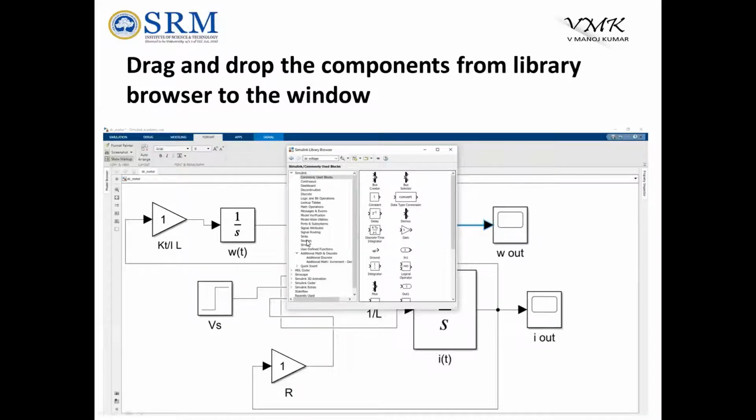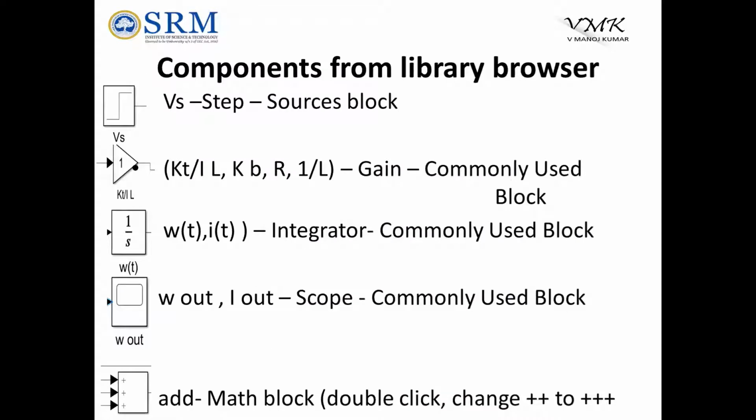Sources are the input supply. Sources are the voltages, DC voltage, AC voltages. Everything comes under sources. Sinks are my output, sources are input, and sinks are called output components. These are the components required from my library browser for this DC motor modeling.